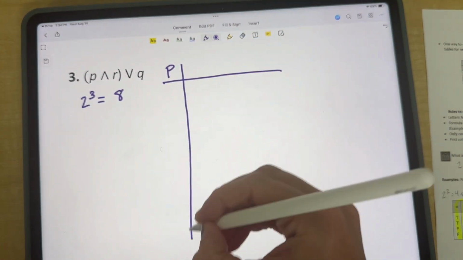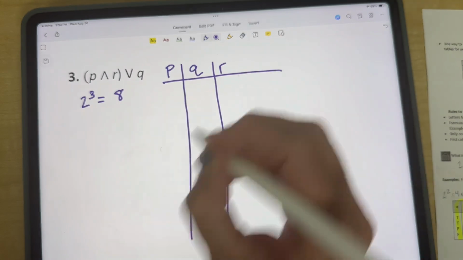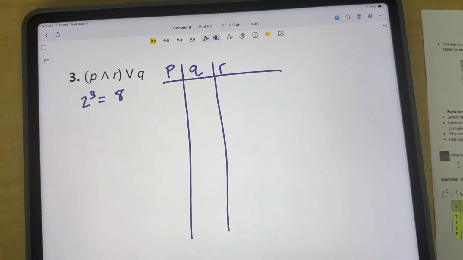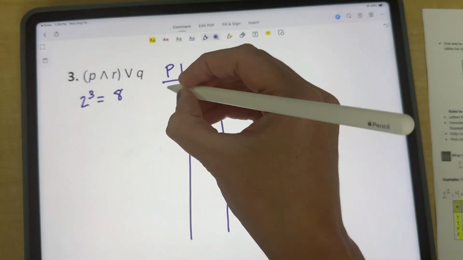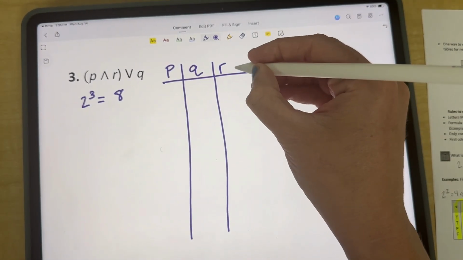P, Q, R. Okay? Notice, this goes P, R, Q, but is that alphabetical? No. Letters must be in alphabetical order. Okay, we have 8 rows. If you want to do those right now, you can do those right now. Okay, I'm going to go there in a second, though.